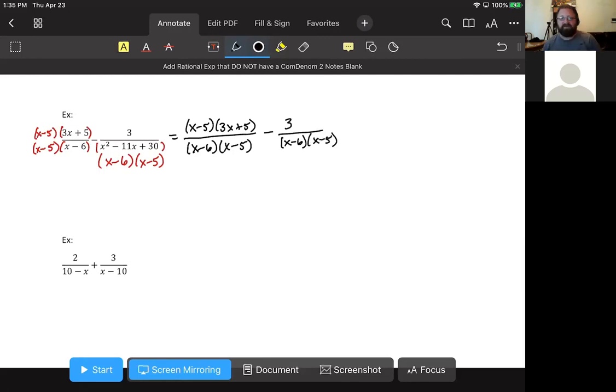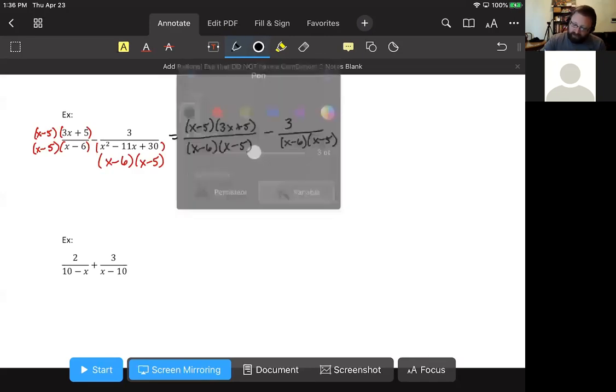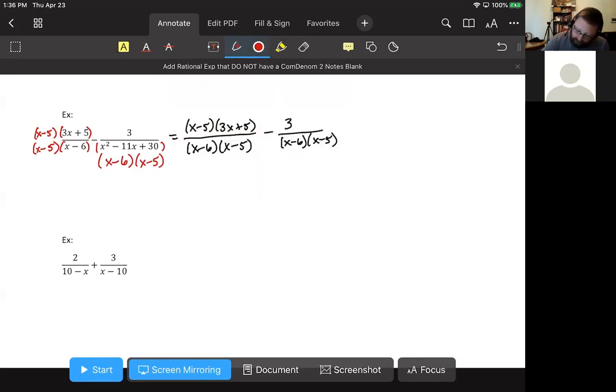That would give us this. X minus 5 times 3x plus 5 over our common denominator, x minus 6 times x minus 5, minus the second fraction, 3 over x minus 6 times x minus 5. We are going to double distribute or FOIL the first example out, and I am going to move this negative into the second fraction.